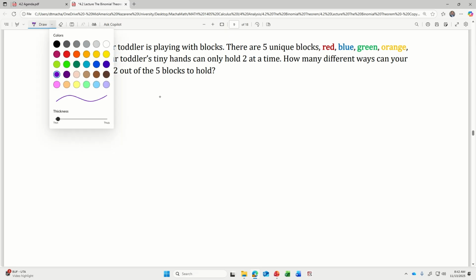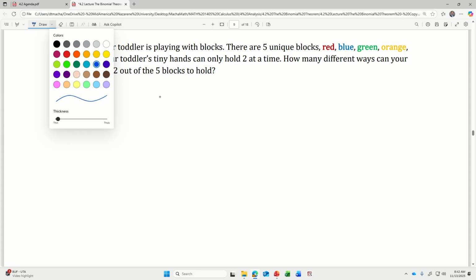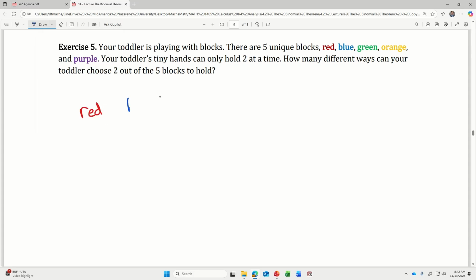This is a thinker. Don't just tell me 5 factorial. It's not right. 5 factorial over 3 factorial. You're close.